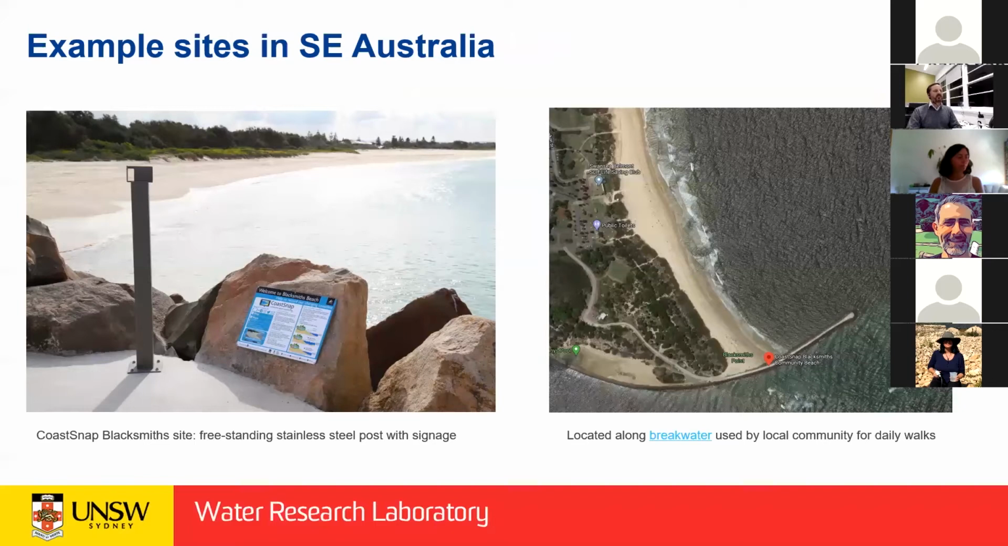What I'm going to do now is go through some example site locations. Again, this is our Blacksmith site that I was talking about earlier. That's at 5 meters above mean sea level. It's a freestanding stainless steel post, and you can see that the council there wanted to mount the signage on the rock armor units there. So this site is located along a breakwater.